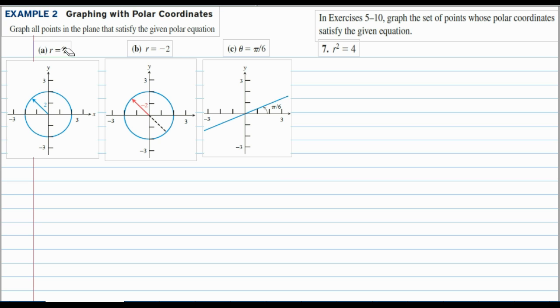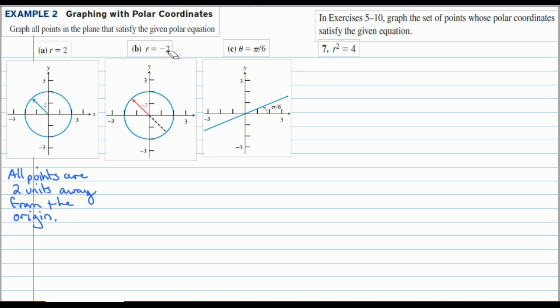So A, r equals 2, the distance from the origin equals 2. So if I think about that, if here's the origin, basically it's like a radius 2. The radius is always 2. That's going to be a circle where all points are 2 units away from the origin. So we'll graph a circle.